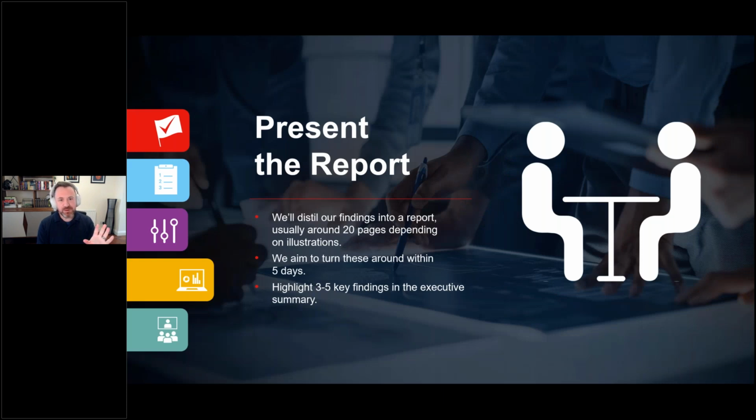So speaking very briefly on the report, this will be about 20 pages long, depending on our findings and the material we've used to illustrate our points. That said, we rarely overshoot that page count, primarily because our aim is to turn this around in about 5 days. And our goal is to provide helpful insights and not just a deluge of mundane observations. So like I said, we'll turn this around within 5 days, and within the report, you will probably find at the top an executive summary that will contain 3 to 5 key findings that we believe are worthy of top billing.